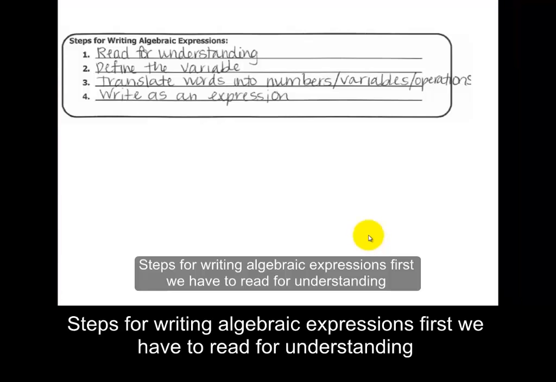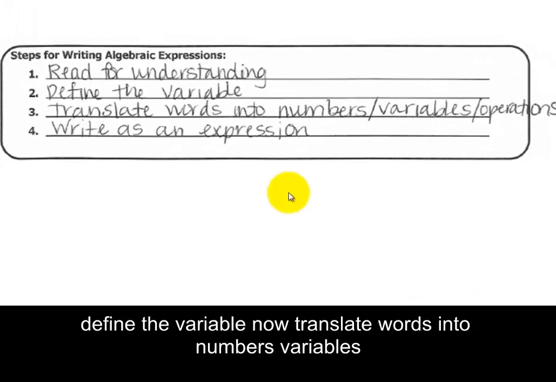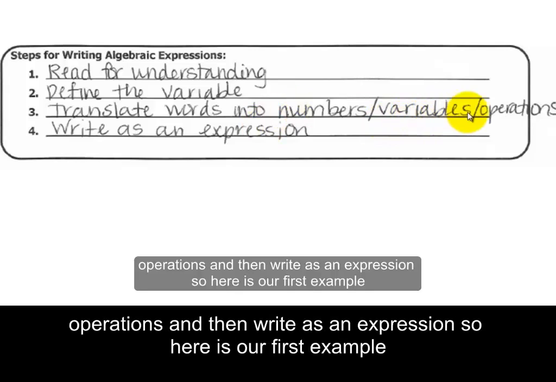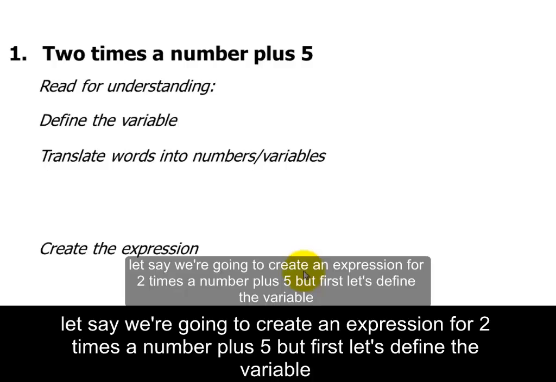Now, steps for writing algebraic expressions. First, we have to read for understanding and define the variable. Now, translate words into numbers, variables, operations, and then write as an expression. So here's our first example.